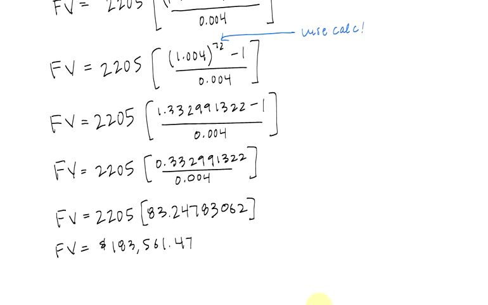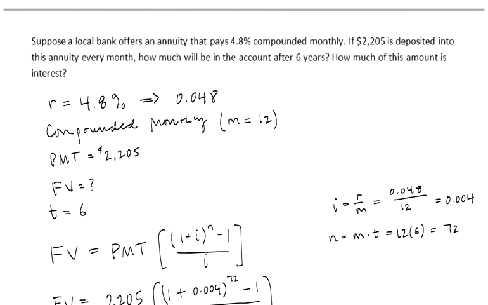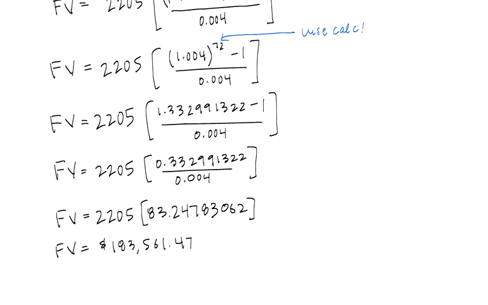There was one other question though that was asked of us. Now that we have found the future value, it's asking how much of this amount is interest. To determine the answer to that question, so how much is interest? We know the amount of money including interest. To determine the amount of money without interest, we simply multiply the raw numbers together.